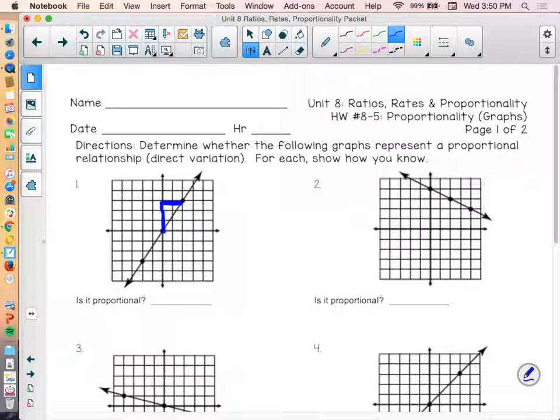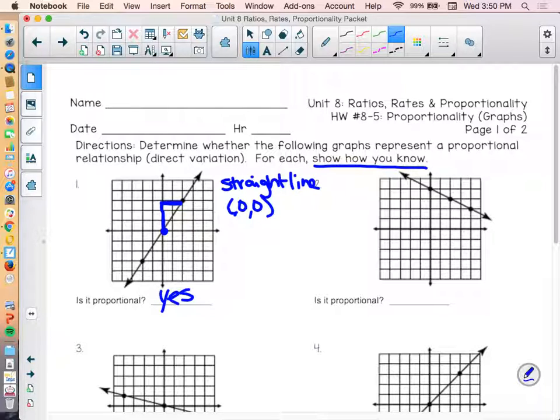I'm sorry, my screen isn't calibrated great, so you can probably do this better on your paper, but notice it starts at the origin, so 0, 0. That's one of the reasons for each you have to show how you know. So I know that it has the origin and it's a straight line. Because of that, this is proportional.